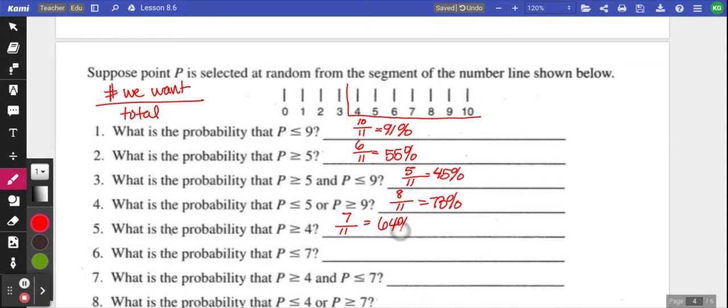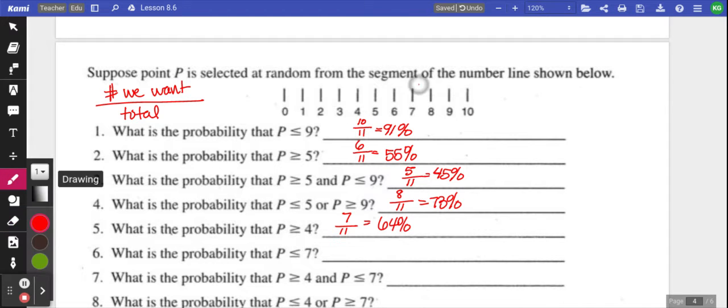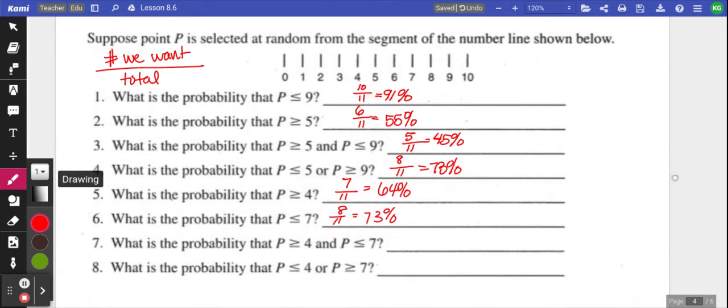64%. What is the probability you pick numbers less than or equal to 7, which is 8, which I know from number 4 is 73%. What is the probability that you are greater than or equal to 4, but less than or equal to 7, which is 4 of them? 36%.